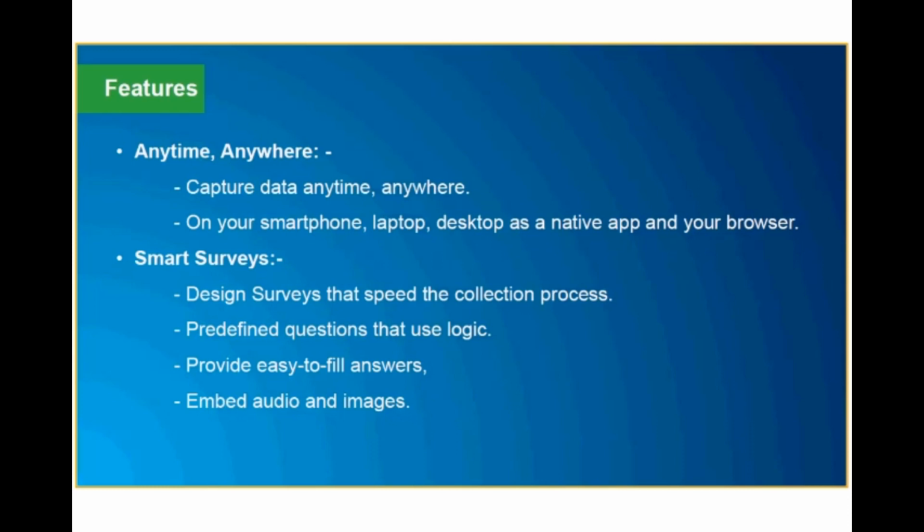Then the other prominent feature is the smart survey. So you design your surveys to speed up the collection process. You tailor-make your own surveys so that once you start collecting data, you are collecting data based on the attribute information that you want to collect. So you predefine questions that use logical methods. For instance, you want to ask somebody what is your age, then if it is 18, you are an adult. If you are less than 18, you are a child or a teenager. All those logics, you can incorporate them when you are designing the survey.